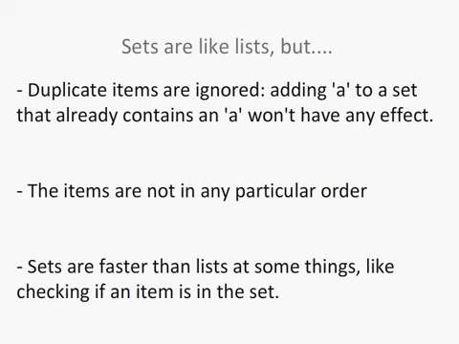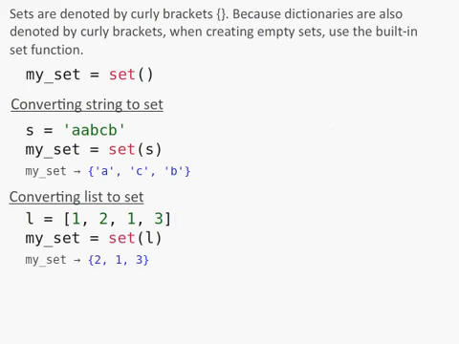Okay, sets are like lists, but any duplicate items are ignored. So if you add an item to a set that already contains that item, it won't have any effect. And the items aren't in any particular order either, meaning that you can't say something like my_set and then some index, because they're not in order. And because sets work this way, they can do some things faster than lists, like checking if an item is in the set.